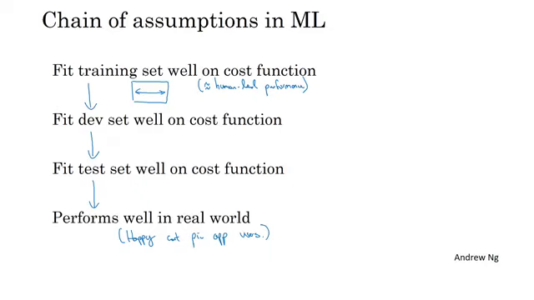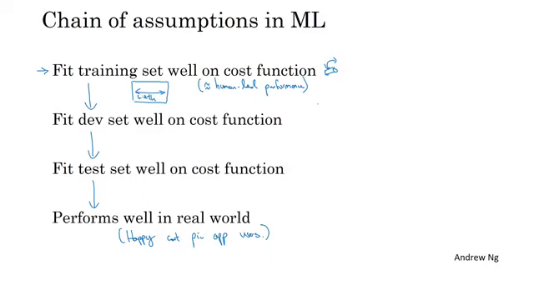You want one knob to just affect the width of your TV image. So in a similar way, if your algorithm is not fitting the training set well on the cost function, you want one knob, I guess that's my attempt to draw a knob, or maybe one specific set of knobs that you can use to make sure you can tune your algorithm to make it fit well on the training set.